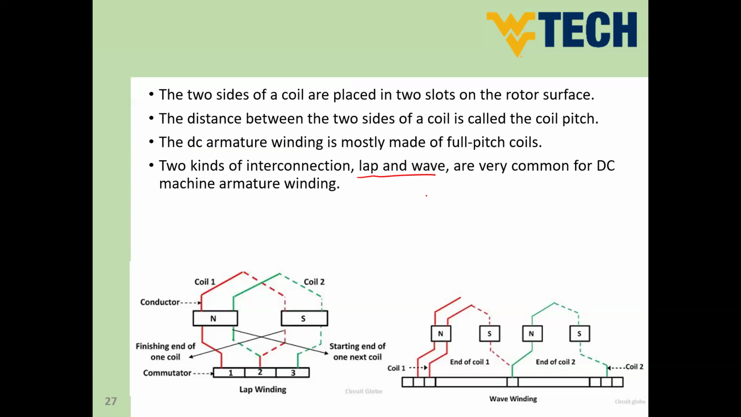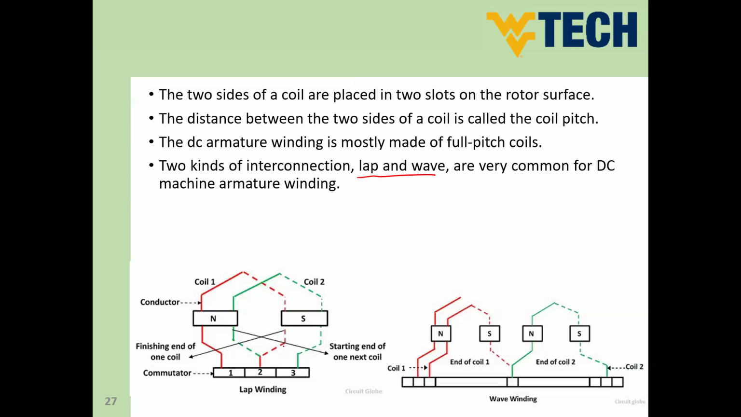How can we make the lap winding and wave winding? So if this is conductor number one, or the first part of coil number one, the second part of the coil is going to be connected to number two here. If you connect the end of coil number one to the beginning of coil number two, and the end of coil number two to segment number three, this is called lap winding.